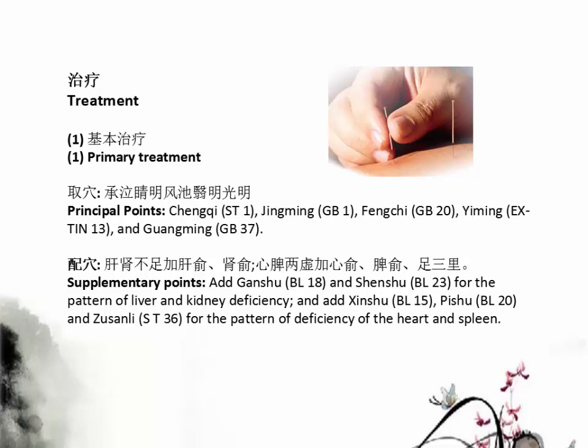Primary treatment, local points, all right, points around the eyes, include stomach 1 and gallbladder 1. Feng Chi, the point on the back of the head, talking about gallbladder 20. This is a major point for the sensory orifices. You'll see this chosen a lot in this kind of whole section category.